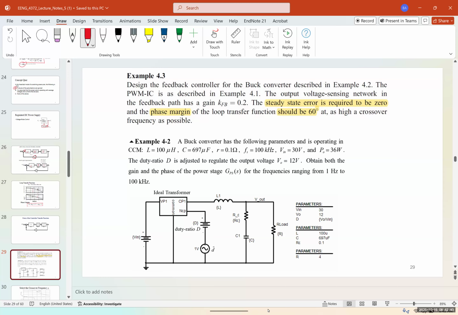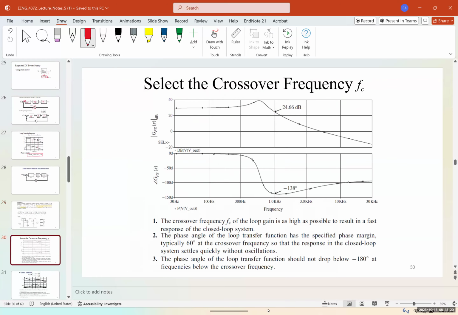Here the KFB, the feedback gain, is going to be 0.2. Steady state error is required to be 0, and the phase margin of the loop transfer function should be 60 degrees. And from example 2, we had L is 100 microhenries, C is 697 microfarads, R is 0.1 ohms, Fs is 100K, Vin is 30 volts, P out is 36 watts, and V out is 12 volts. And we want to find the power stage between 1 hertz and 100 kilohertz.